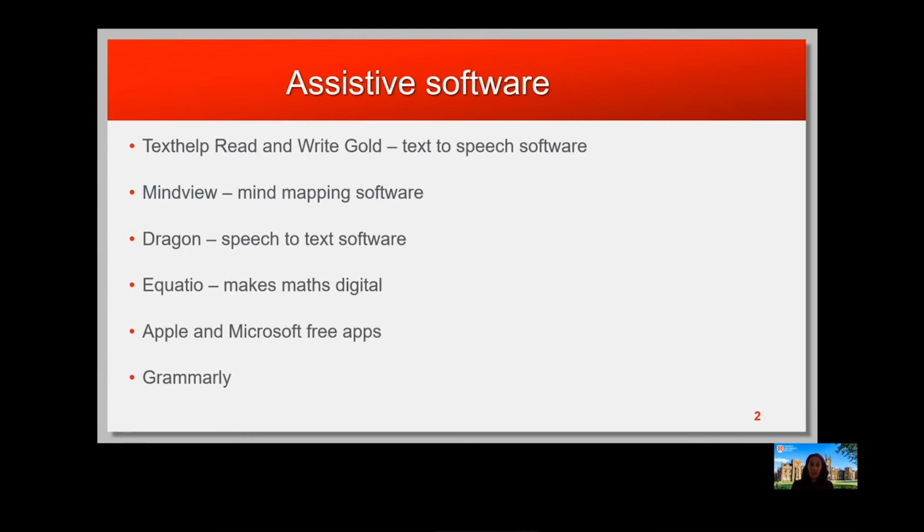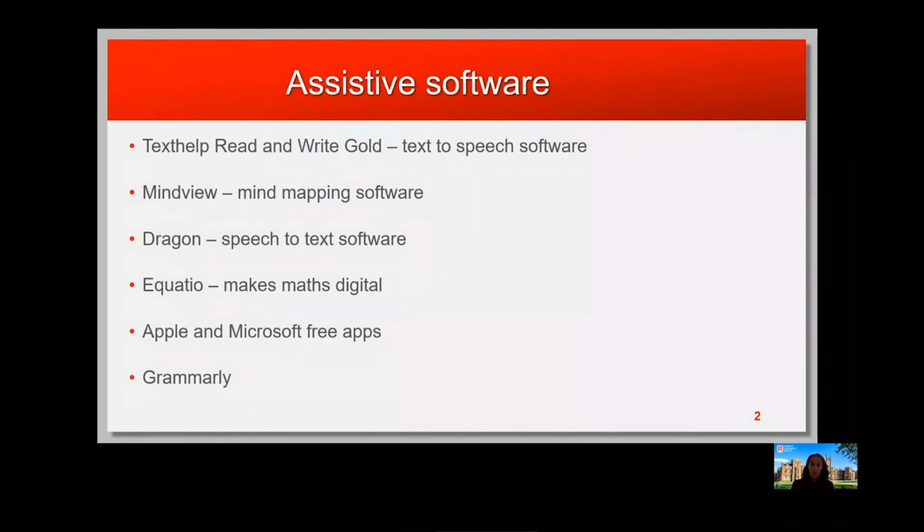Mindview is mind mapping software. Dragon is speech-to-text software, so students would train the computer to recognise their voice and it would change their words into text. Equatio makes math digital. It's a bit like Texthelp Read and Write Gold, but for numbers, and will read equations and all maths out loud. And as I mentioned, there are Apple and Microsoft free apps.